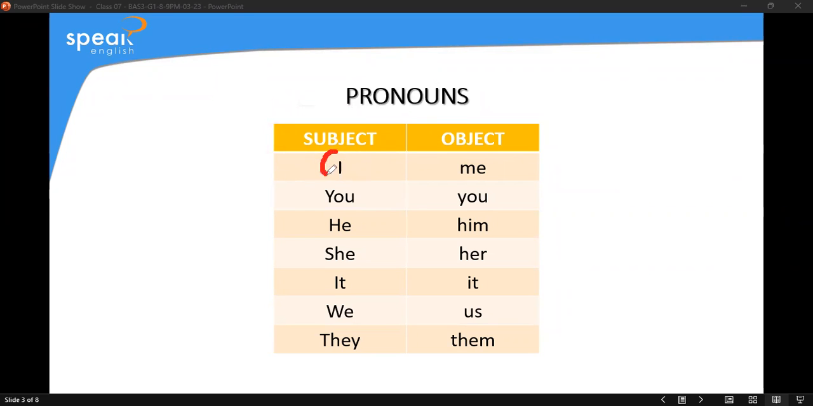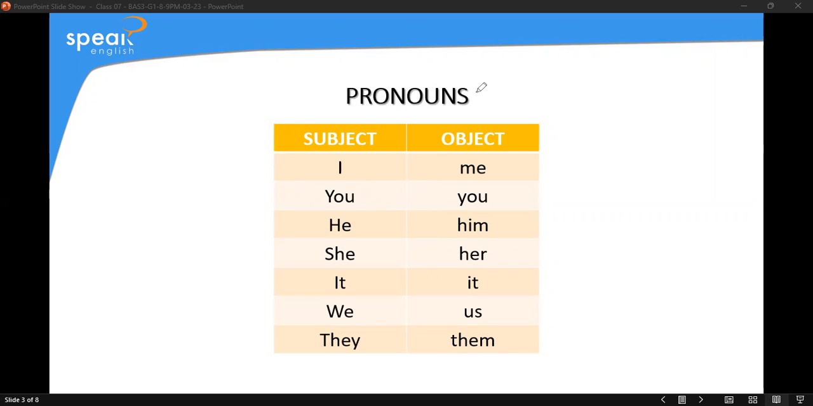For example, the subject pronoun is I. So what is the object pronoun? Me. In the case of you, what is the object pronoun? You. For he? Him. For she? Her. For we? Us. For they? Them. Excellent.